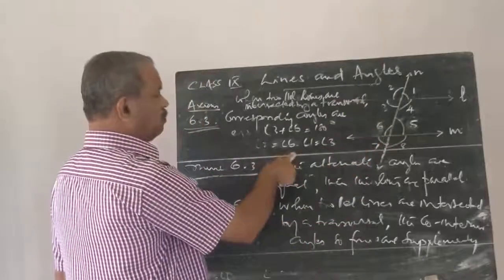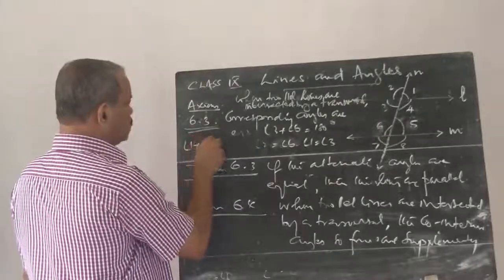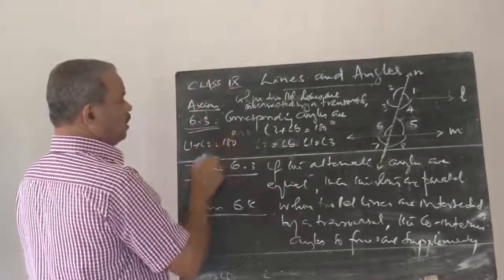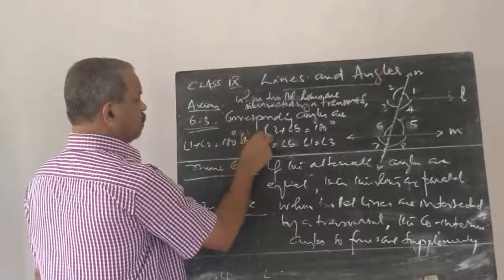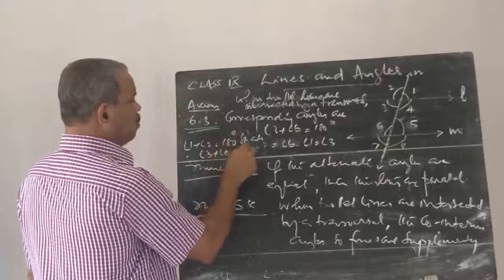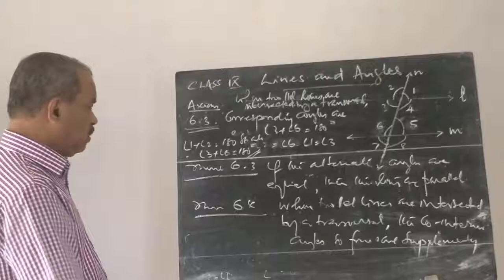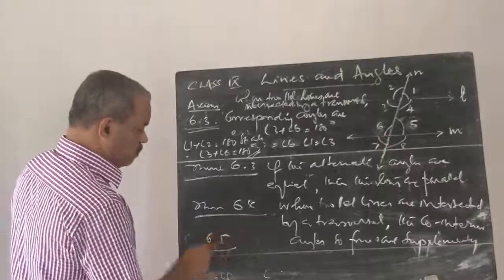So angle 2 equals angle 6, angle 1 equals angle 3, and angle 1 plus angle 2 equals 180, a straight angle. Therefore, angle 3 plus angle 6 equals 180. This is Theorem 6.4. Then what is Theorem 6.5?